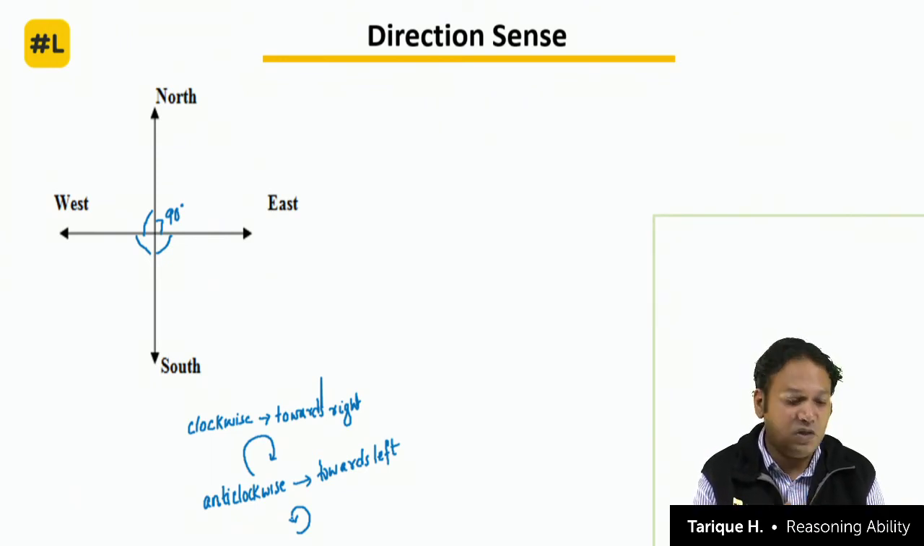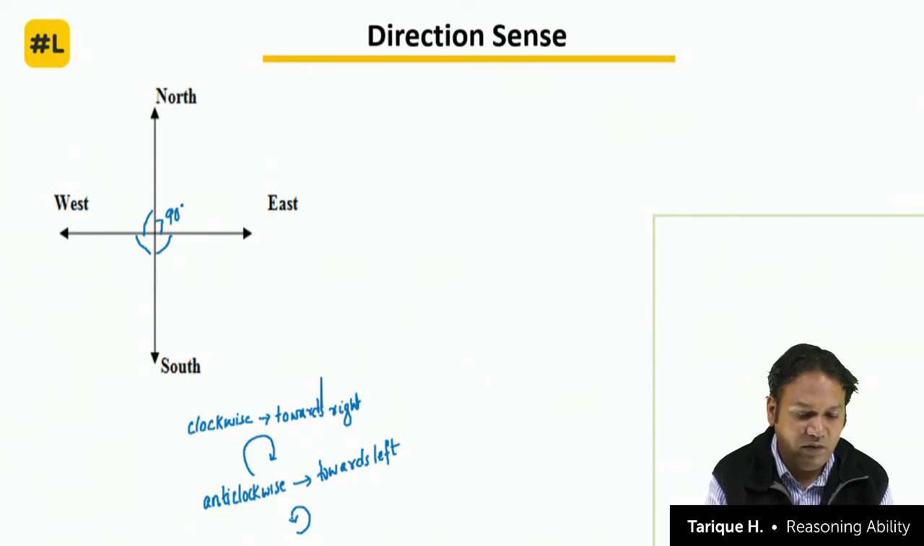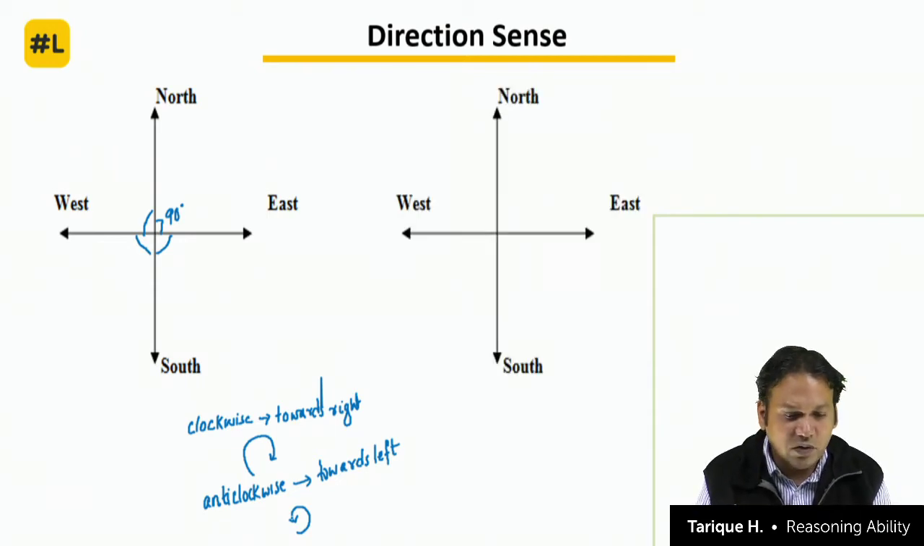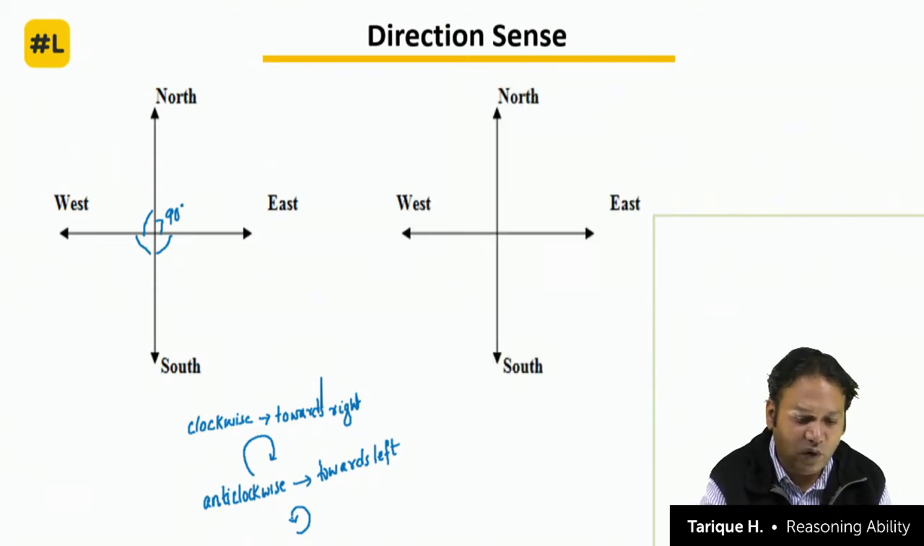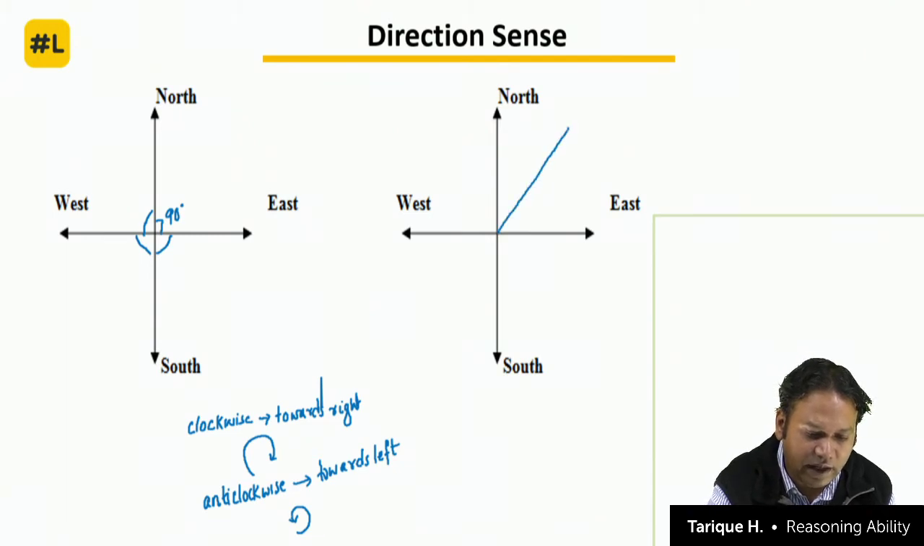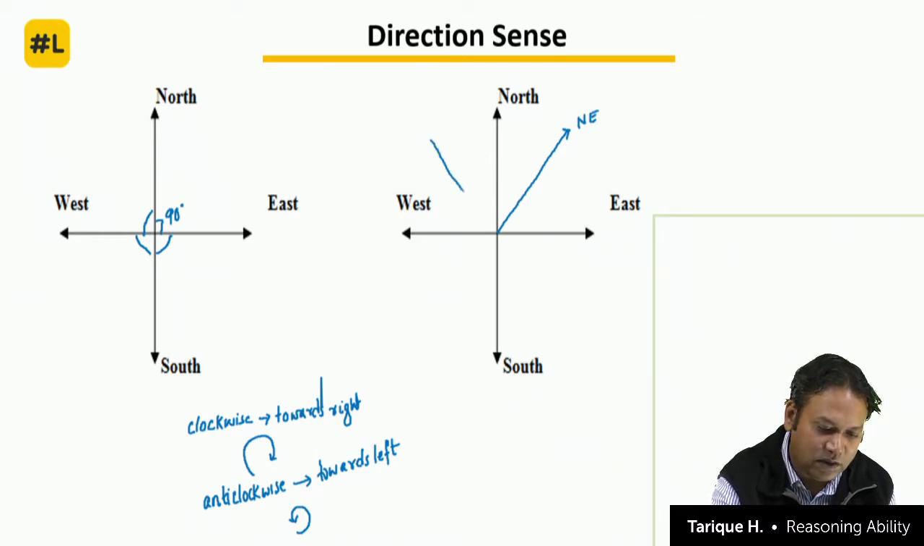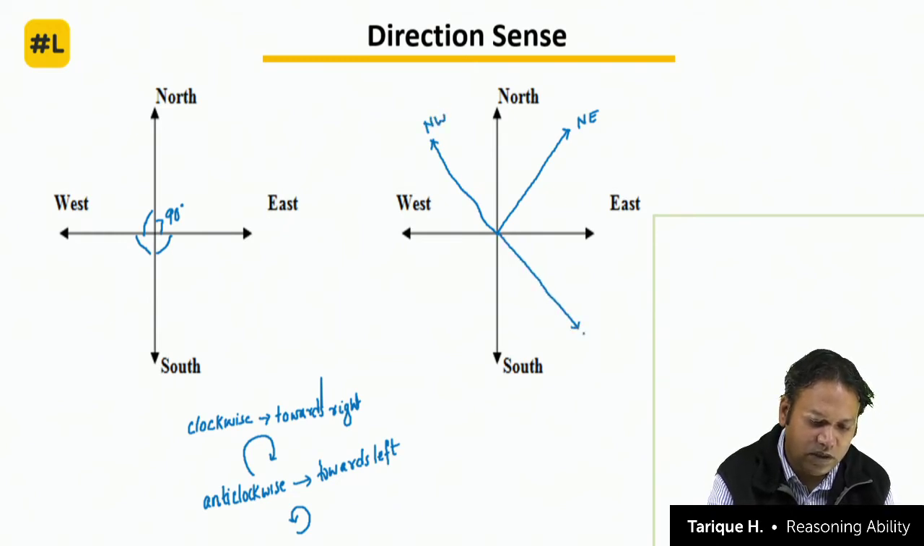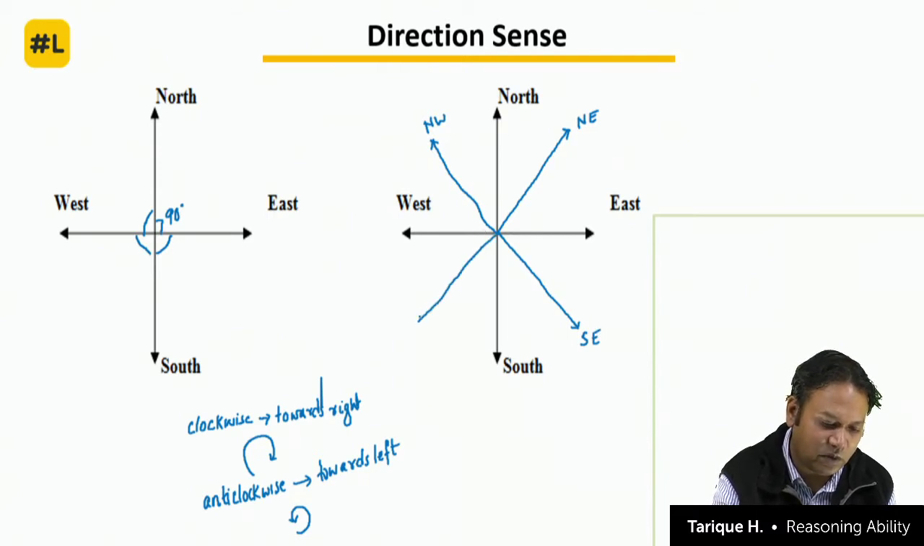So the main directions are north, south, east and west, we all know this. Now in addition to north, south, east and west, we also have the other directions like northeast and northwest, correct. Northeast, northwest, southeast and southwest. So these are the other directions. So total 8 directions we have.